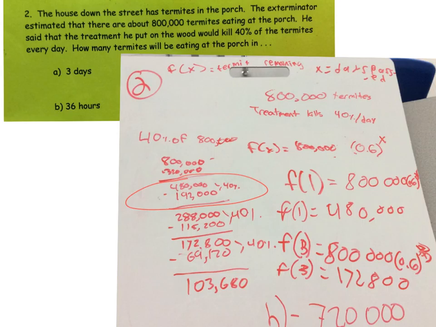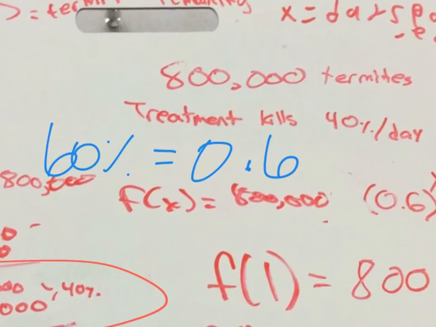Now 0.6 is a little bit odd. So 0.6 is 60% written as a decimal. So why would they have 60% instead of 40%? Well, again, the value was we were killing 40%. So 60% is remaining, and we want to know how many termites are remaining.